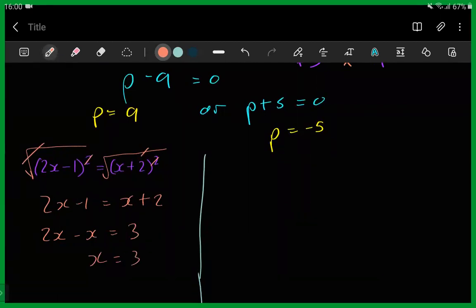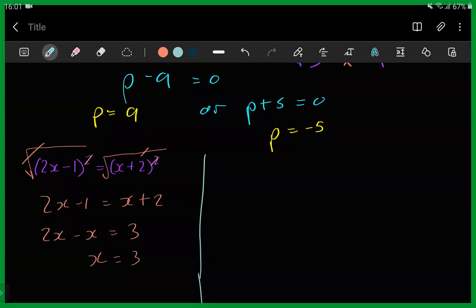If you want to test out your answer, you can see if you have a 3 here. It's going to be 2 times 3, which is 6. 6 minus 1 is a 5. 5 squared is 25. Here, 3 plus 2 is 5. 5 squared is also 25. So the 3 balances out. The only issue now is you'd need to be asking yourself, is 3 the only answer or the only possible answer?